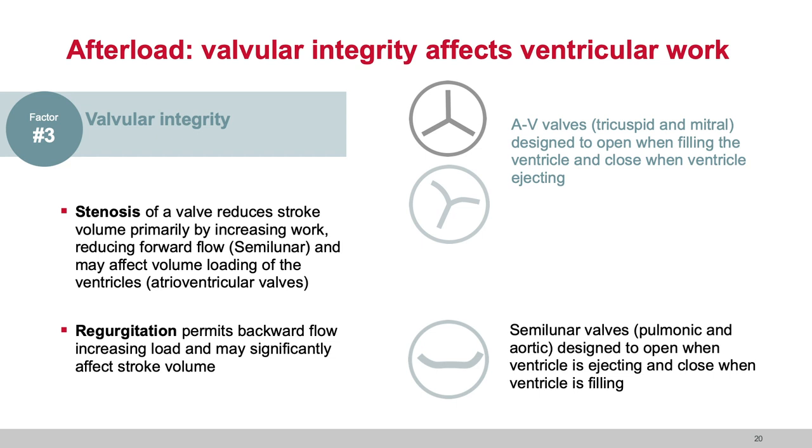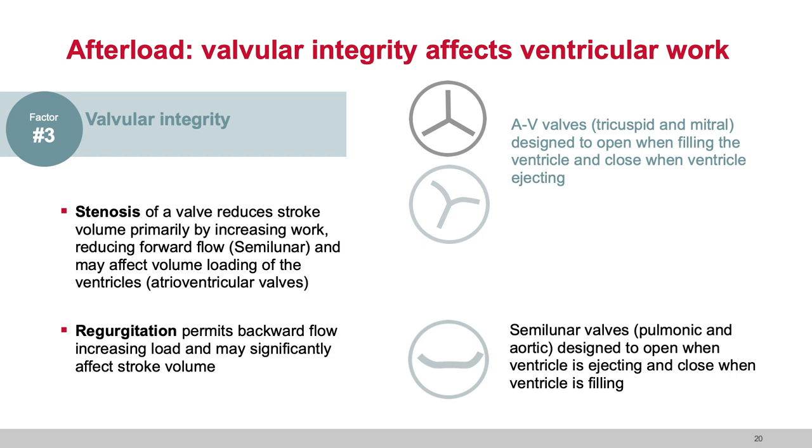That's the stenotic valve. You can have a stenotic valve at the semilunar valves, which is about ventricular work, but you can also have stenotic valves at the AV valves, which then affects atrial work. In either case, when the work of the ventricle goes up or when the work of the atria goes up, the compliance of those chambers has gone down, and that will ultimately affect forward blood flow.